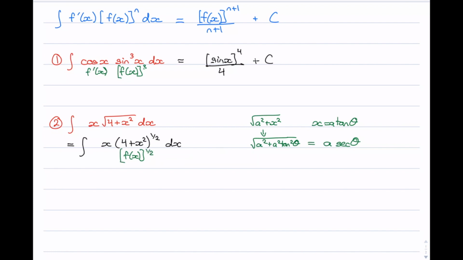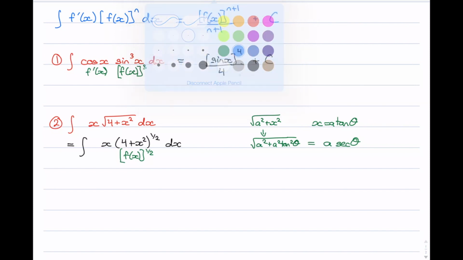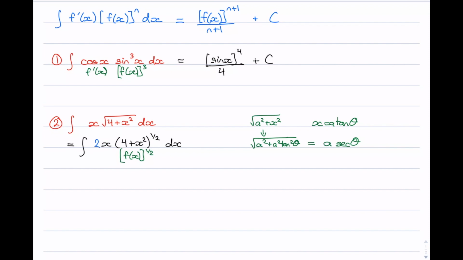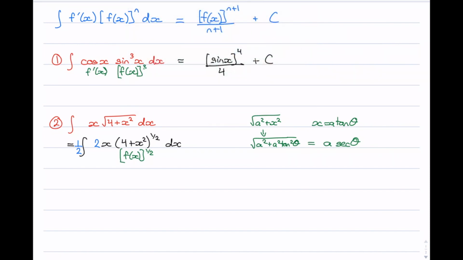But what is the derivative of the function? The function is 4 plus x squared. And if I differentiate that, I get 2x. Now, I don't have a 2x, I only have an x out the front. But that's not a problem. I can just multiply by 2 and then by a half. And I've done nothing to the overall value of the integral. But what I have done is I have created this f dash x here. I've created the derivative of my function.